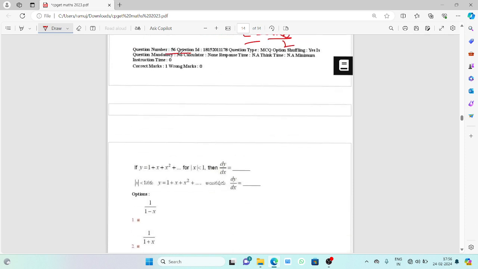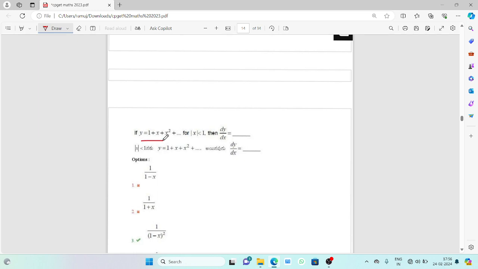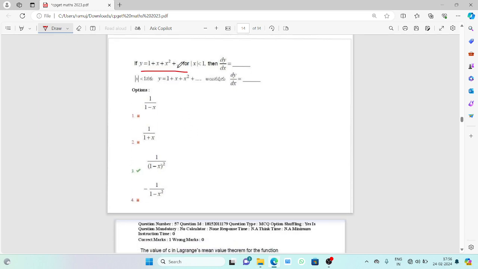Question number 56 is: if y is equal to 1 plus x plus x square and so on, for mod x less than 1, what is the value of dy by dx? We know that whenever this type of series is there, it can be written as 1 by 1 minus x.